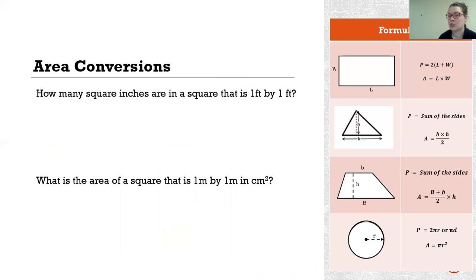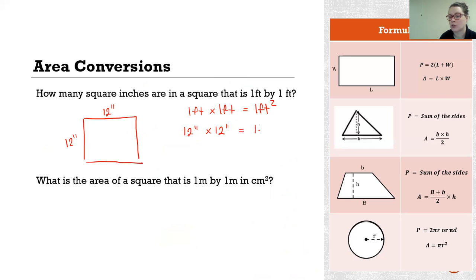The next one says, how many square inches are in a square that's 1 foot by 1 foot? Well, let's start out with our square. So there's our 1 foot by 1 foot. So that's 1 square foot, 1 times 1, okay? So this is our shape here. Now let's turn it into inches. Well, 1 foot is 12 inches, another 12 inches. We have 12 times 12, so 12 inches by 12 inches equals 144 inches squared.